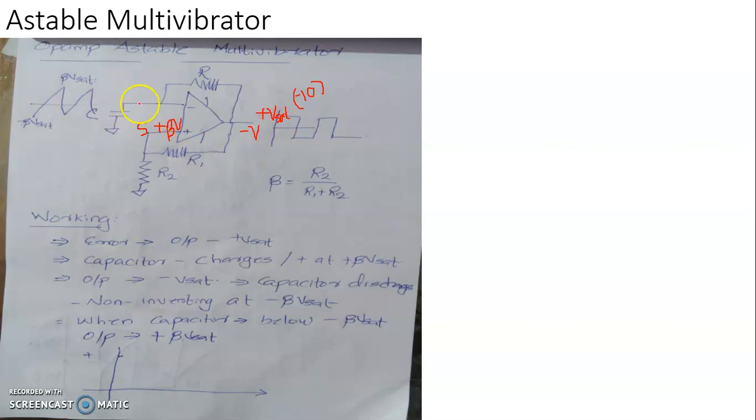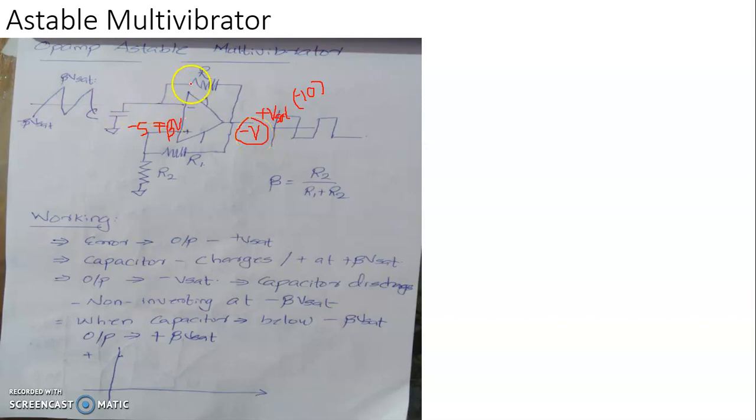Then all the stories take a reverse turn. When this voltage is negative, beta V saturation also will have a negative polarity. So this becomes say minus 5. And the capacitor has been charging from plus V saturation. It can charge up to plus beta V saturation. When it becomes beta V saturation, this voltage suddenly takes a reversal. This becomes minus. So the capacitor plate has a voltage plus 5 and this is minus 10.